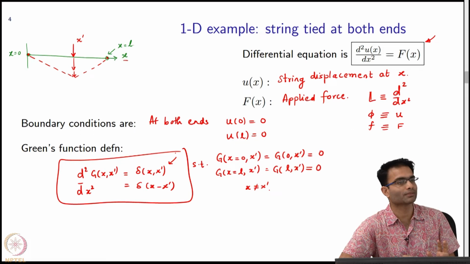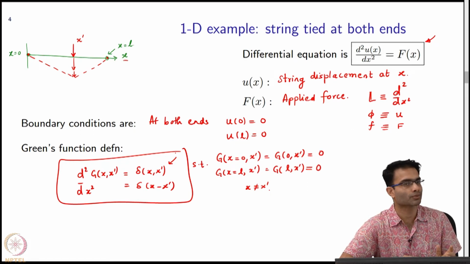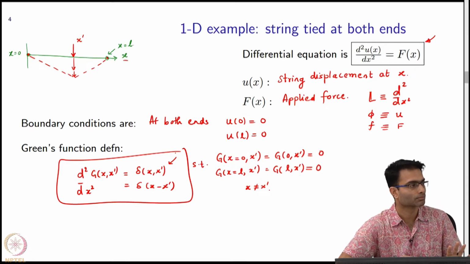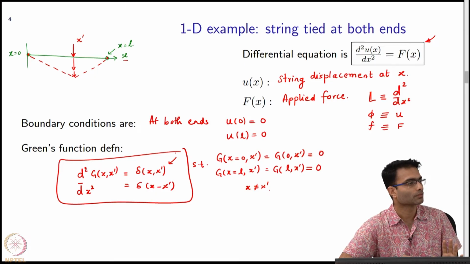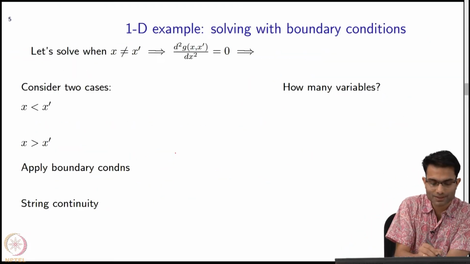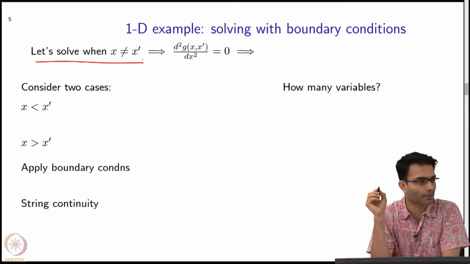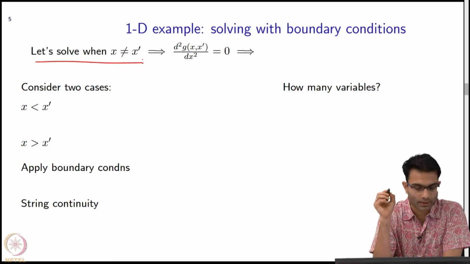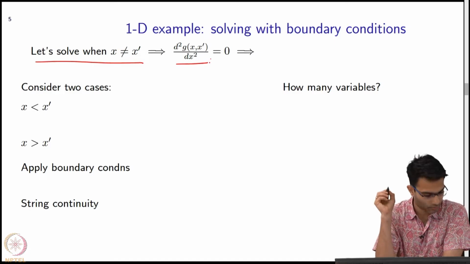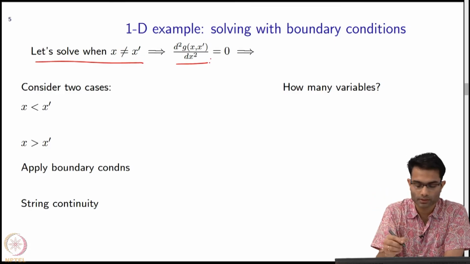So if I want to solve something, the first thing I could try to do is to consider the case where the delta function is not present, and that happens when x is not equal to x prime, right? So what we will do is let's solve this when x is not equal to x prime. In that case, this equation over here simply becomes, right. So this should be capital G.